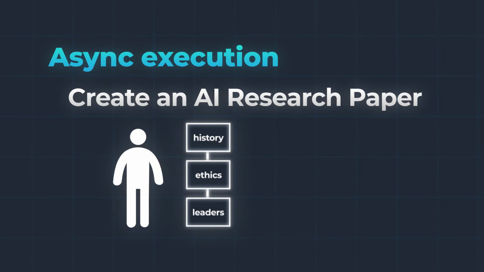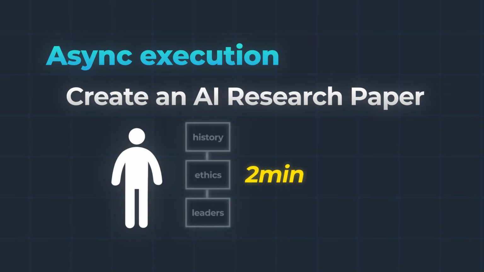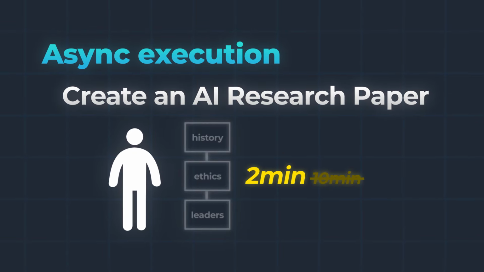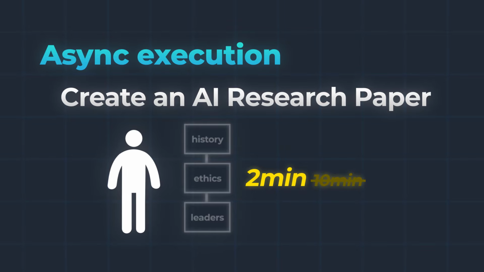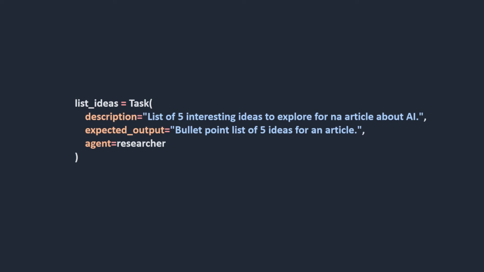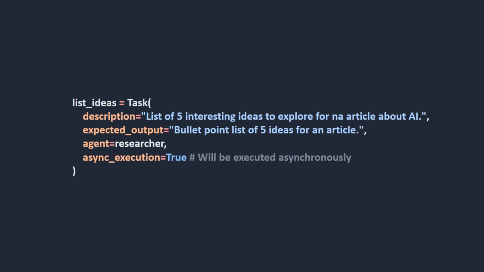And because they're running in parallel, the whole job will now take 2 minutes instead of 10 minutes. So this really speeds up the way we're able to run our crews and gets us results much faster. And it's also super easy to use this new asynchronous feature. All you have to do on your task, if you want to use it asynchronously, is just set async execution to be true.